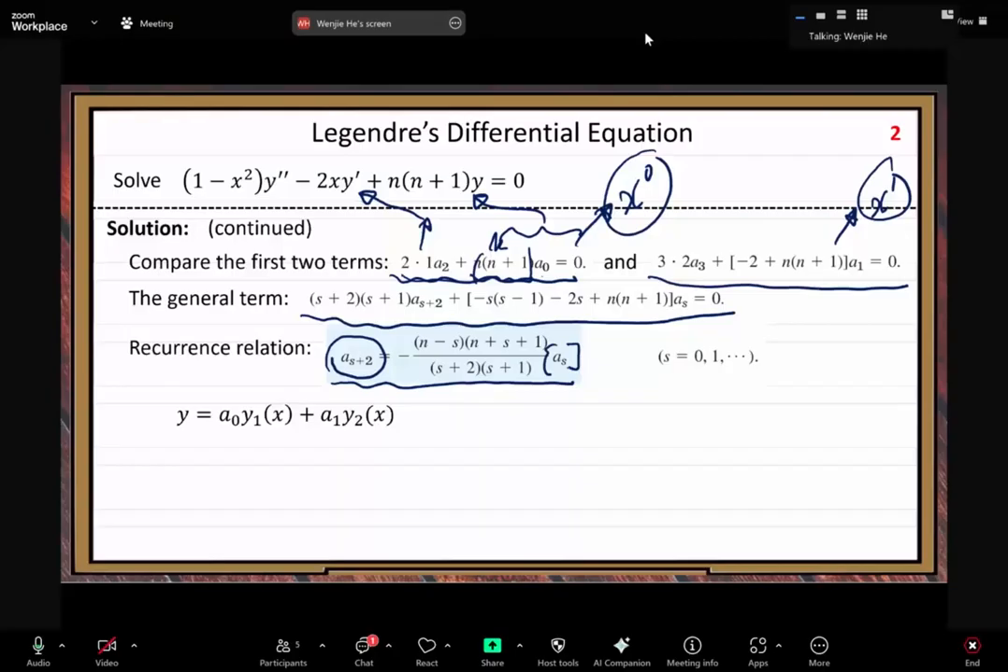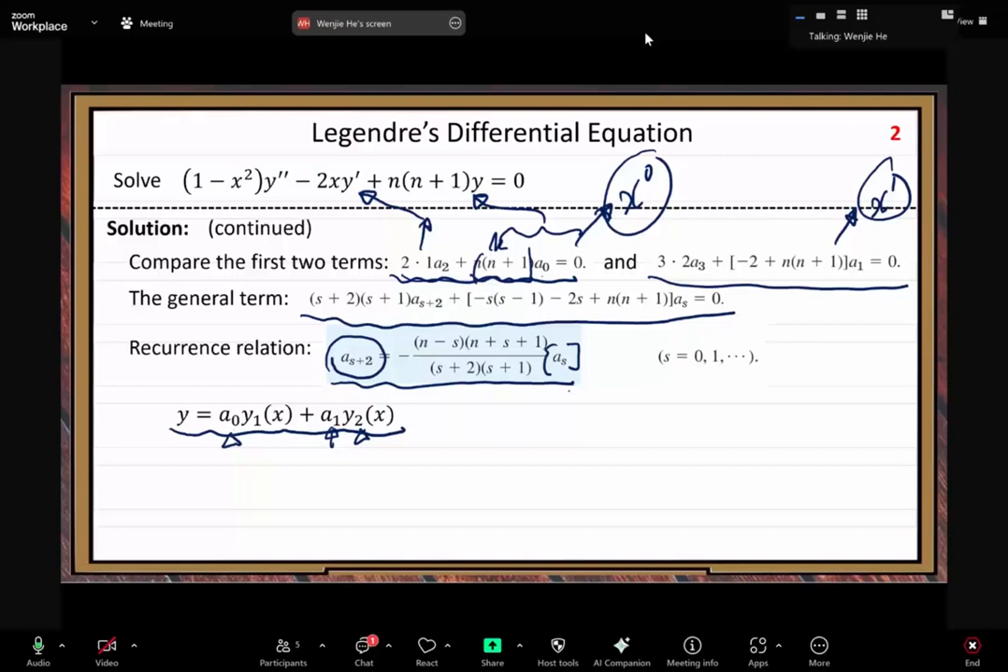Here, actually, is the understanding of the solution structure. The solution y, we can write as a sum of two components. Here, y1 and y2, we treat as two components of the solution. The y1 component collects the even terms. And the y2 component, because A1 is odd and A0 is even, collects all the odd terms.